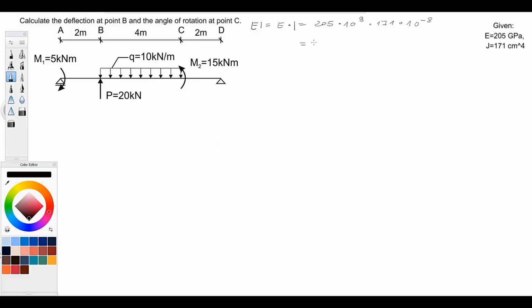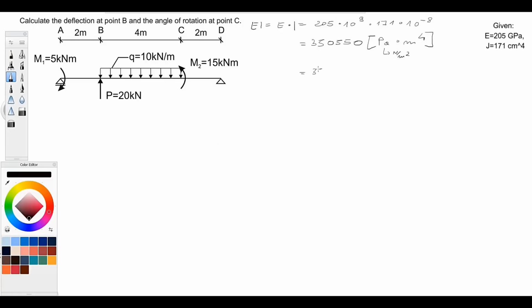We put this all into the calculator. 205 times 171 times 10 to the 9 minus 8. We get 350550. What is it? A question for 100 points. We had gigapascals and meters to the 4. Let's do a quick unit calculation, so that we know later what unit it will have. Pascal is a Newton per square meter. We remember or don't remember from high school.